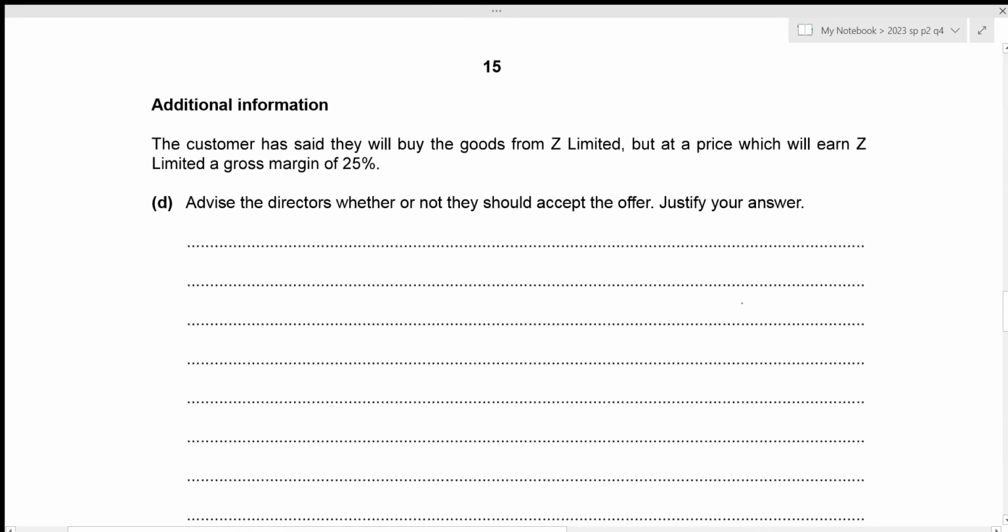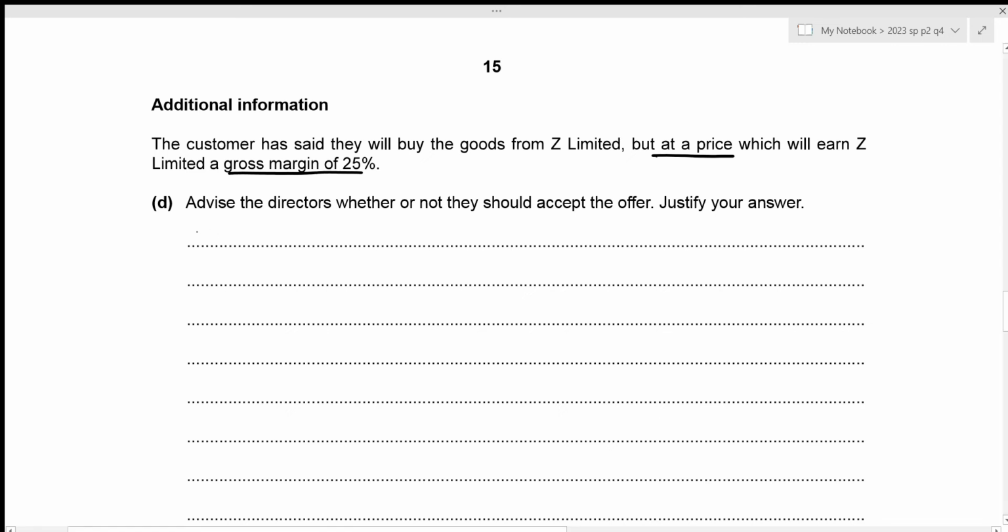We're given additional information. The customer has said they will buy goods from Z Limited, but at a price which will earn Z Limited a gross margin of 25%. So previously, we used to have a gross margin of 40%. Now we need to advise the directors whether or not they should accept this offer. So if the directors decide to accept this offer by accepting a gross margin of 25%, then the factory workers will have to work in order to produce these goods, which means that our workers will be employed. So that is a positive aspect.